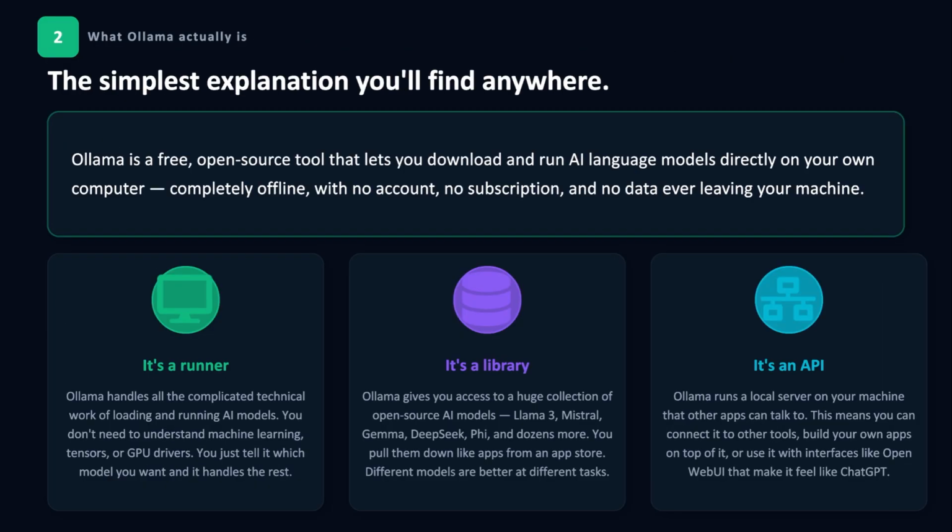So what is Ollama? Here's the simplest way I can put it. Ollama is a free, open source tool that lets you download and run AI language models directly on your own computer, completely offline with no account, no subscription, and no data ever leaving your machine.